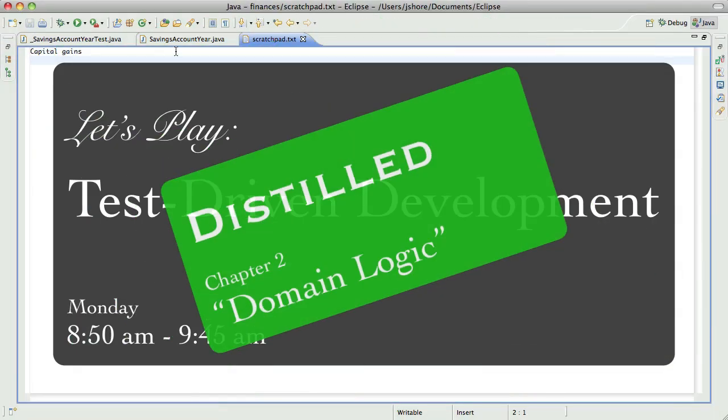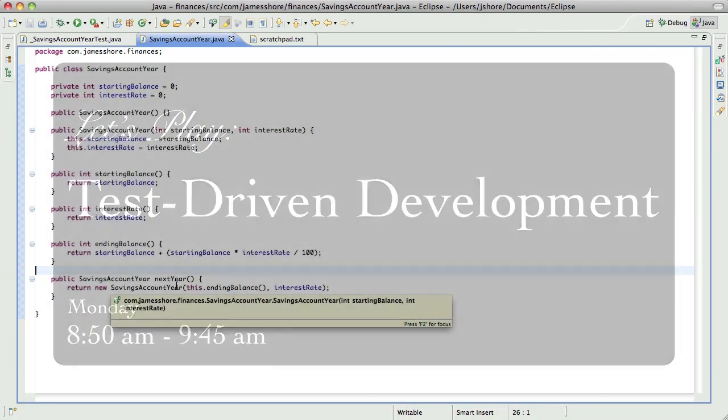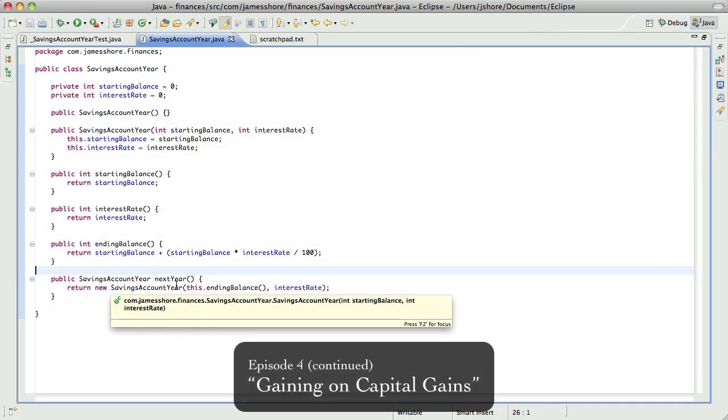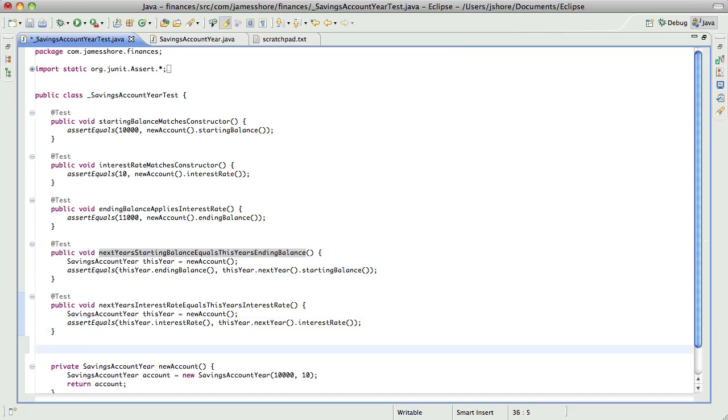So what do we have left? Well, capital gains. Okay, everything's nice and clean. So let's go ahead and get the capital gains in there. So how do we want to approach that? Well, let's start with a test.